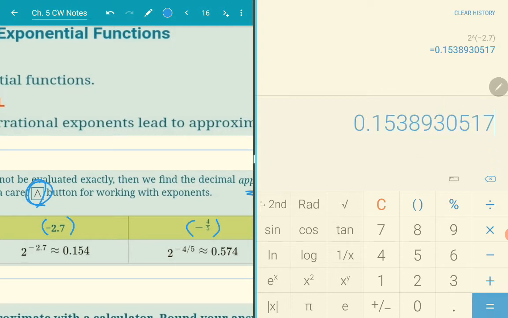So I'm going to enter that one, and then I'm going to do the next one, 2 to the negative 4/5 power. So I get 2 to the power of negative 4 divided by 5. That gives me a fraction of 4/5 and a negative in front. I'm going to delete one of those parentheses, and I get 0.574, and then I can just cut it off there because the next number is less than 5. So that is the second one.